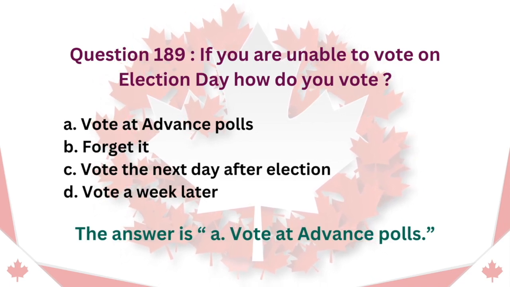Question 189. If you are unable to vote on election day, how do you vote? A. Vote at advance polls. B. Forget it. C. Vote the next day after election. D. Vote a week later. The answer is A. Vote at advance polls.